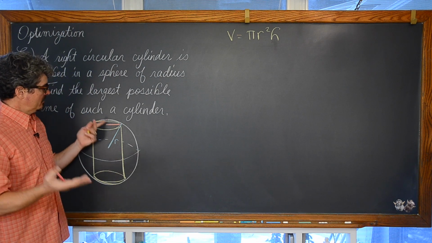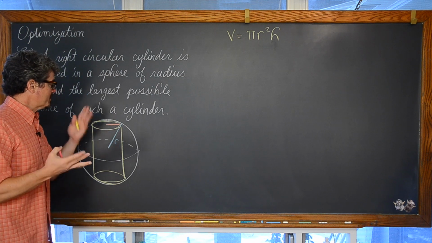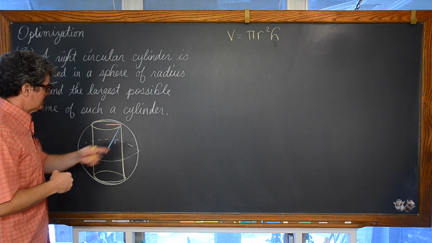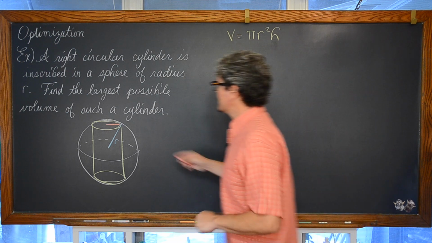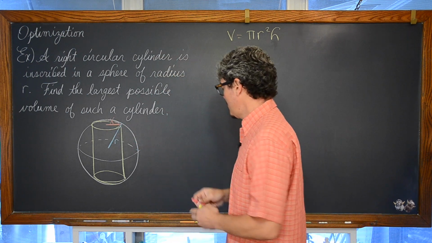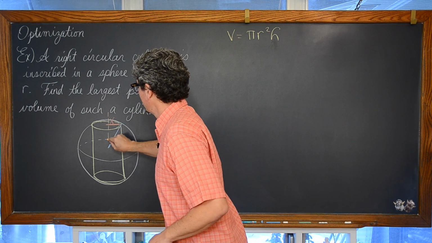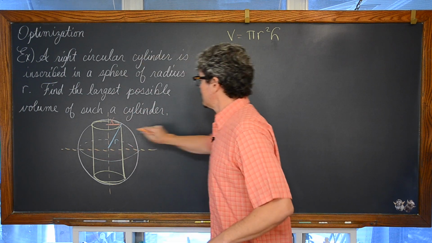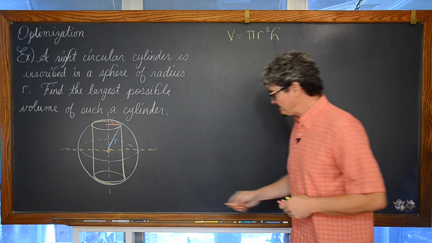You could actually have an x value of 0, but then you're not going to have a cylinder that has any volume. Same if x is equal to r. So we're going to label this horizontal distance with the variable x. Think about us having an xy axis here, where the center of the sphere is the origin.